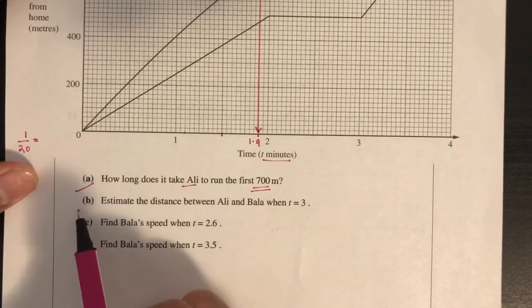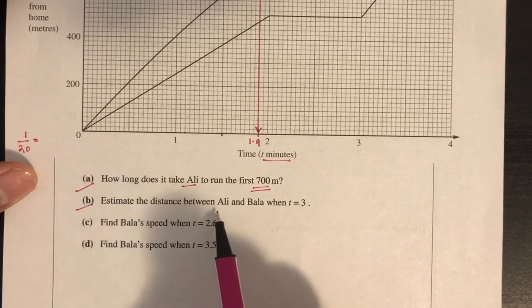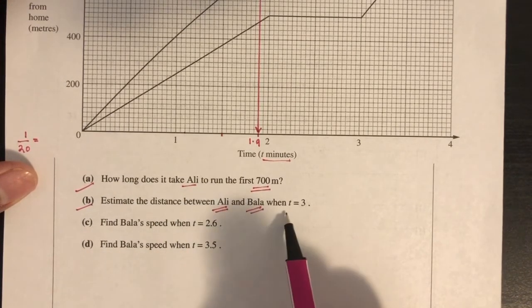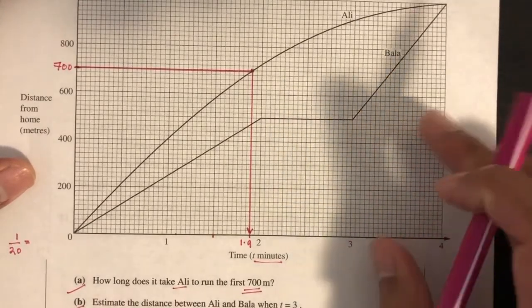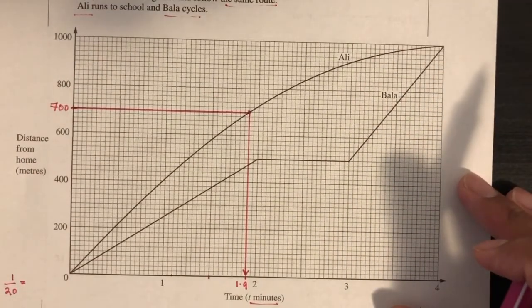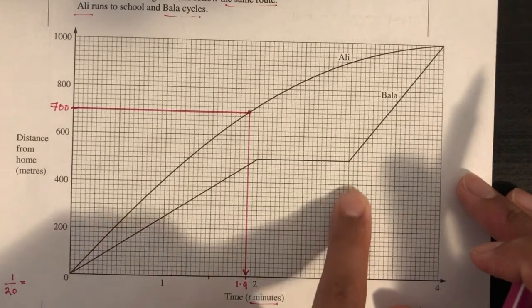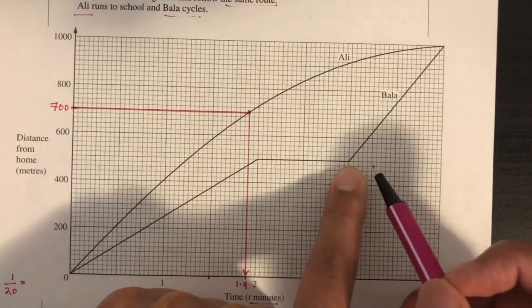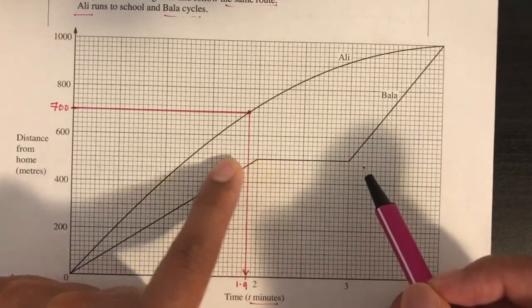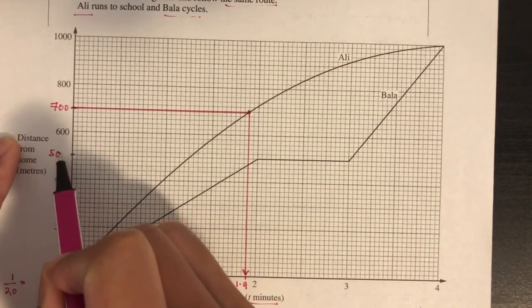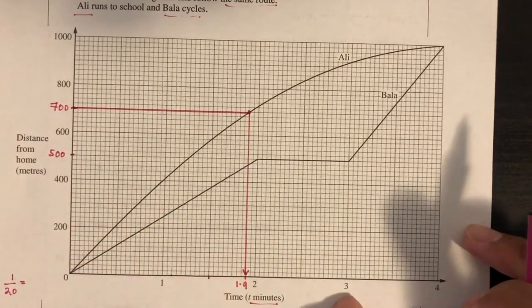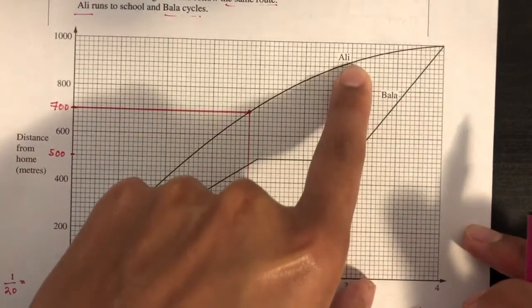Now for part B, estimate the distance between Ali and Bala when t equal to 3. So t equal to 3 is here. Find the distance in between. So at t equal to 3, the distance here for Bala is what? Is here, which is 500, and at this time the distance for Ali is here.